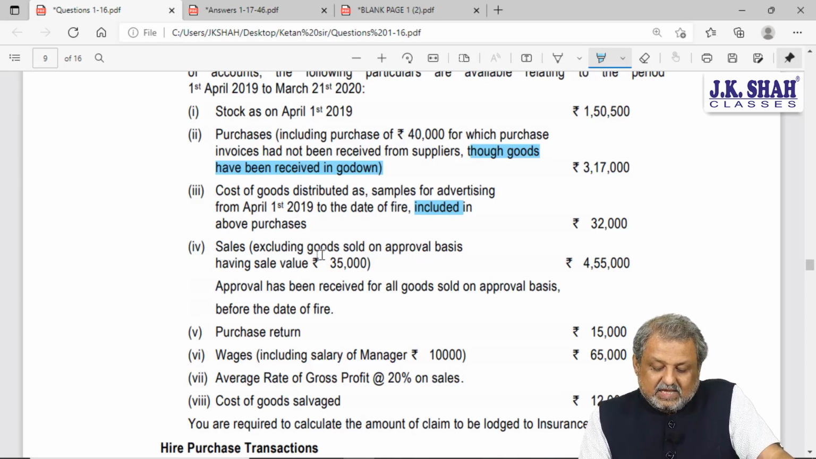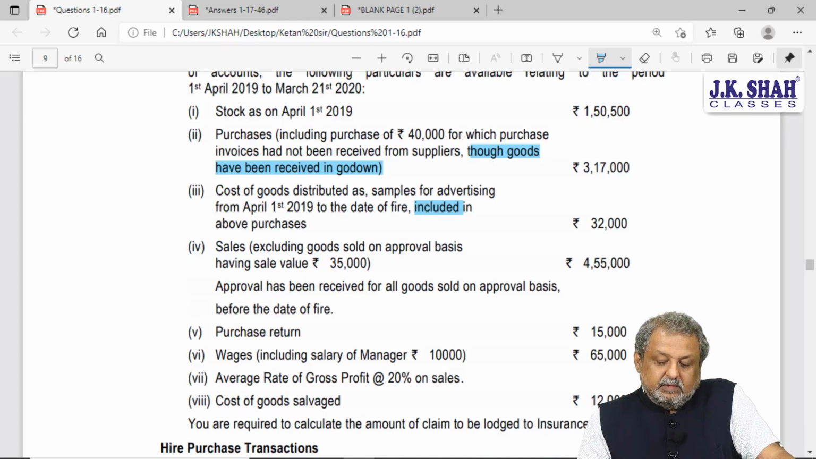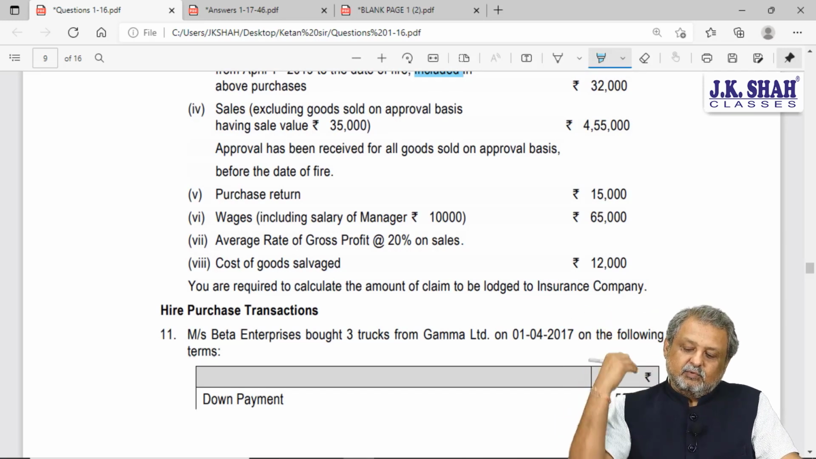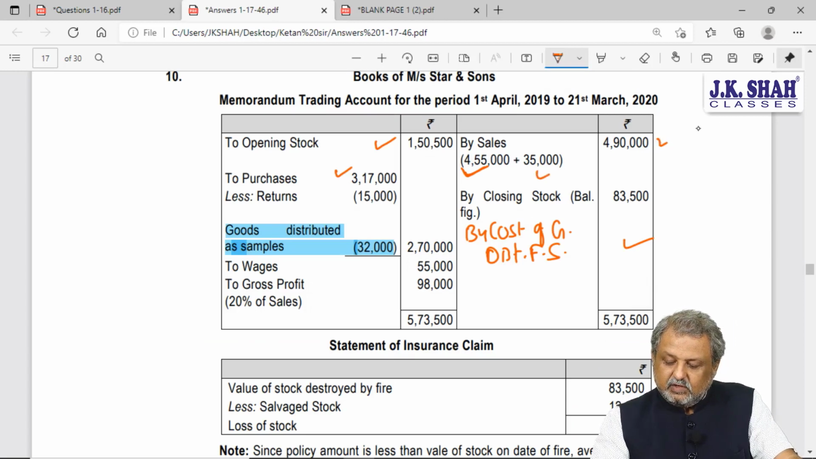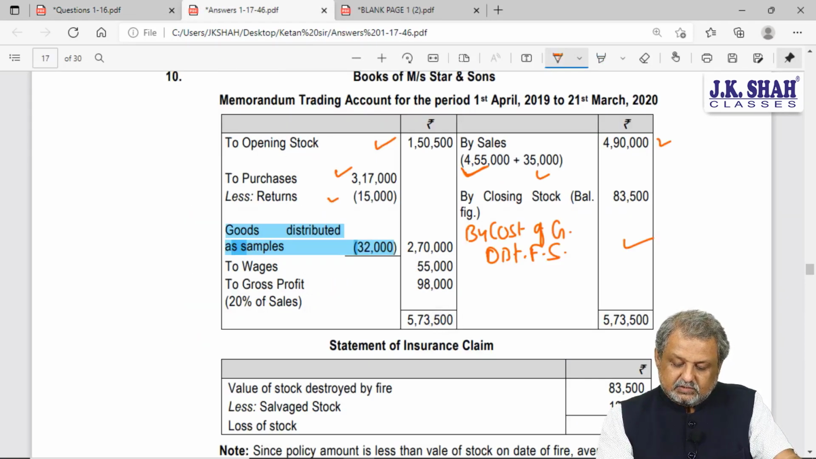Then sales, excluding goods sold, but that you bracket, you see later. Sales is 4,55,000. It should be written in the inner column. Then excluding goods sold on approval and having a sale value of 35,000. And then after that they are saying approval has been received. If approval has been received, add it to sales. So 35,000, so 4,90,000. Purchase return, deduct from purchase.